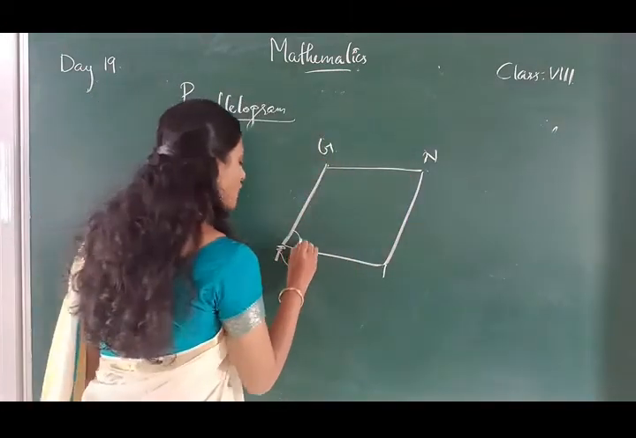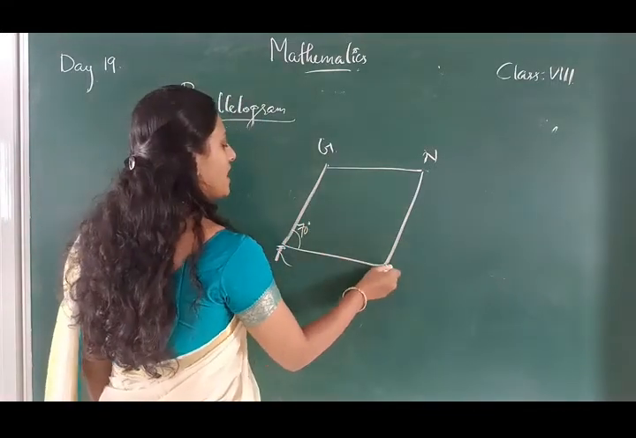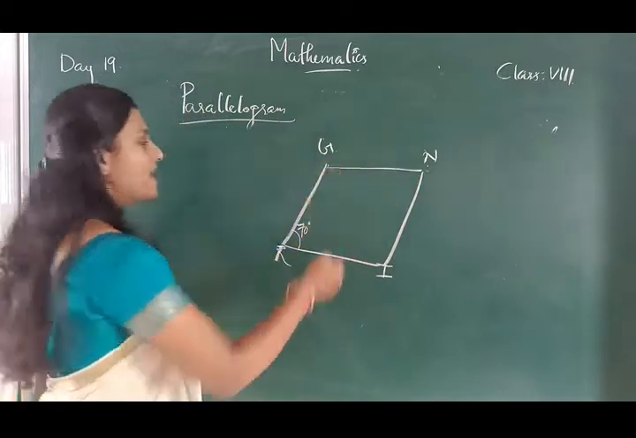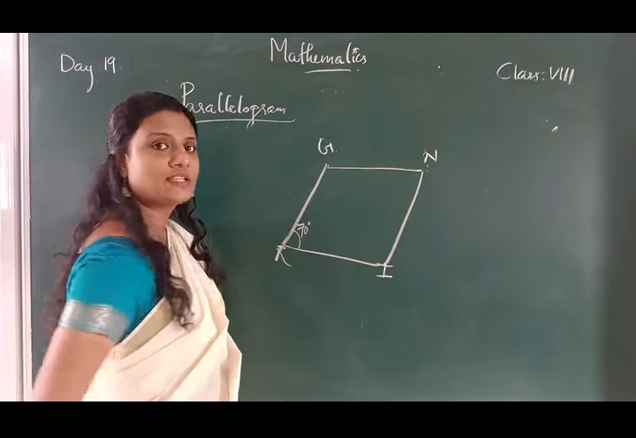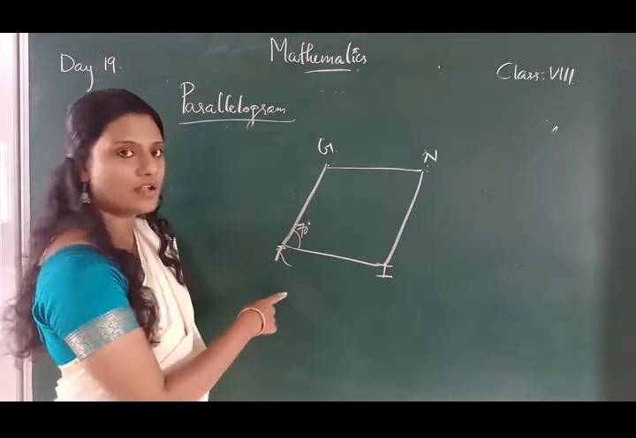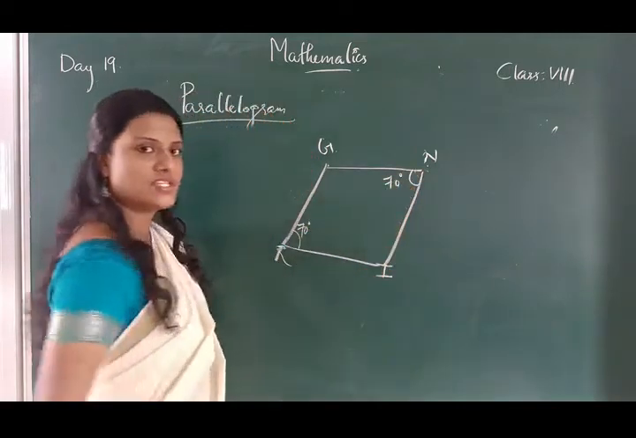RING. If the measure of angle R is 70 degrees, you have to find angle I, angle N and angle G. If this is 70 degrees, what about angle N? This is the opposite angle of R. So if this is 70, what about this angle? This is also 70 degrees.